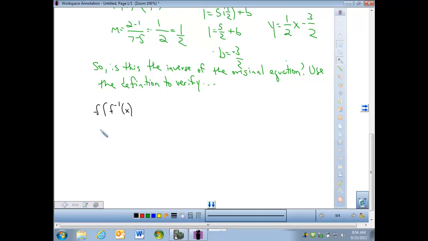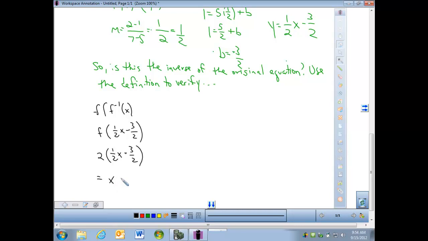So here we go. Let's verify that right now. So again, what does that say? It says take my inverse function and plug it in to my original function. So that's going to be 2 times 1/2 x minus 3/2 plus 3. I forgot to write the plus 3 down right now. I'll write it down here in a second.